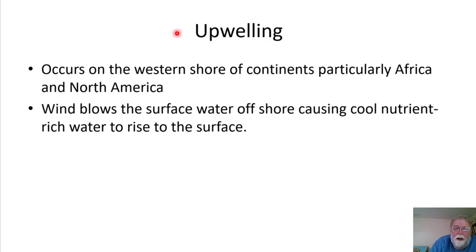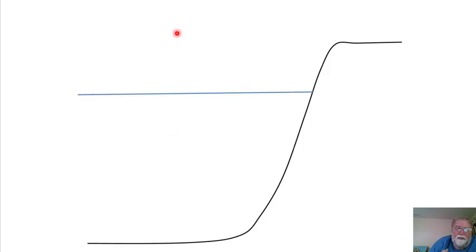It is very common on the western coast of continents, in particular Africa and North America. And what happens here is the wind blows the surface water offshore, and that draws that colder, nutrient-rich water to the surface. Let's take a look at how this works. So off of the west coast of Africa, and I could go to Google Earth, but I'm going to go into Google Earth plenty with the beach erosion stuff, so let's avoid it for now. But just trust me that off the west coast of Africa and the west coast of South America, the water gets very deep, very near shore.